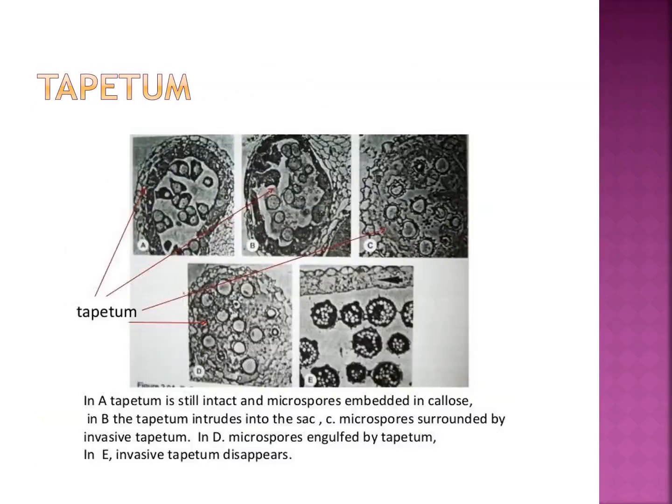This picture is of the tapetum. Look at picture A: the tapetum is still intact and the microspores are embedded in cellulose. Look at picture B: the tapetum is introduced into the sac. Continue with C: microspores surrounded by invasive tapetum. Then D: the microspores are engulfed by the tapetum. Finally, E: the invasive tapetum disappears.